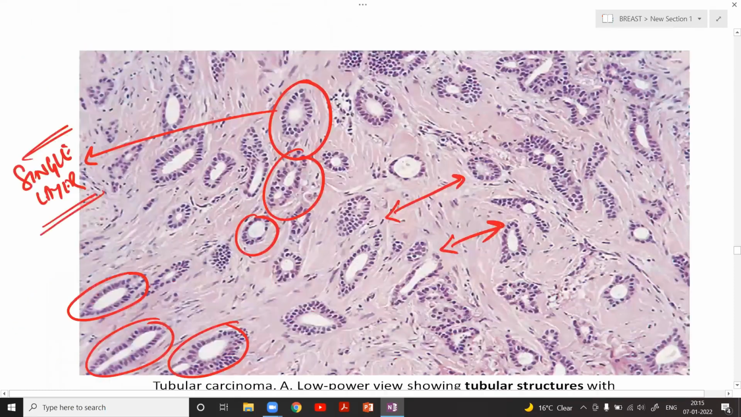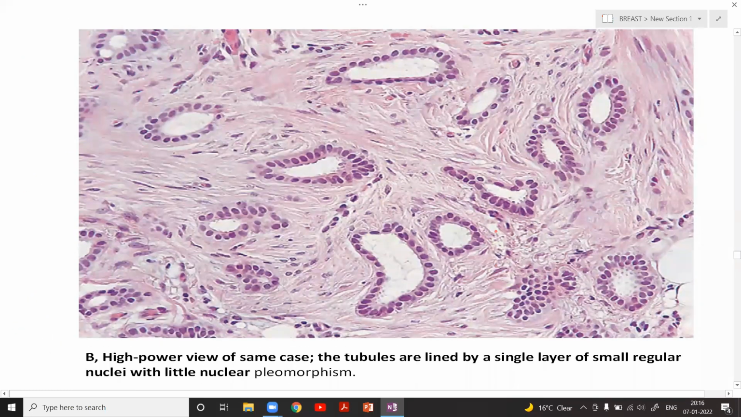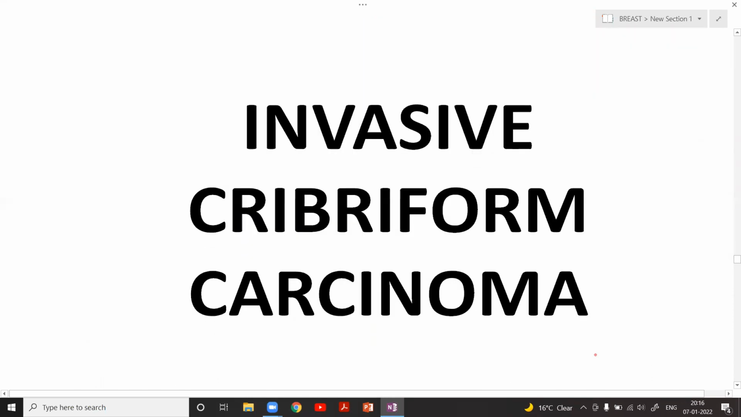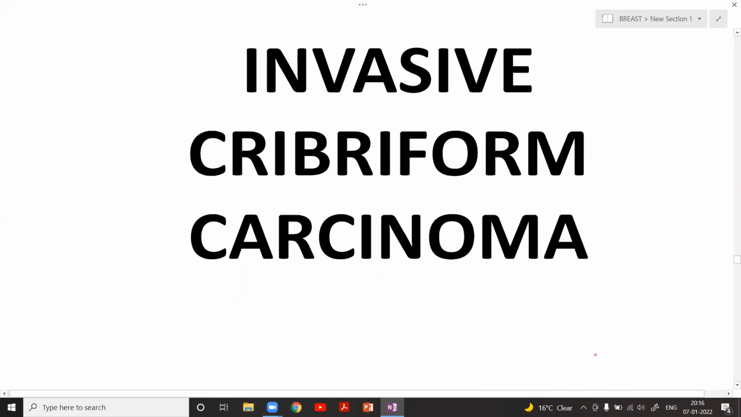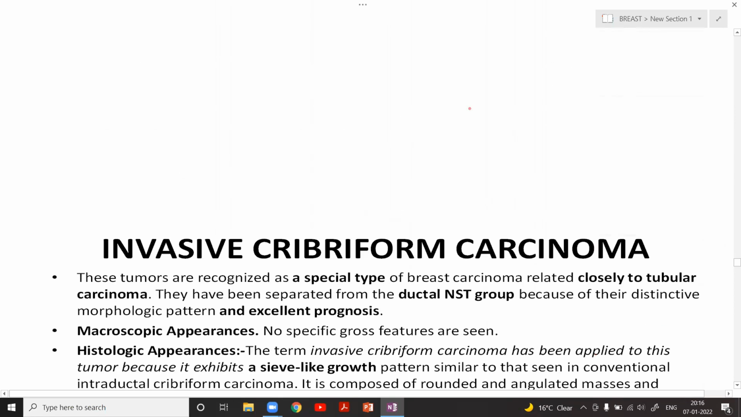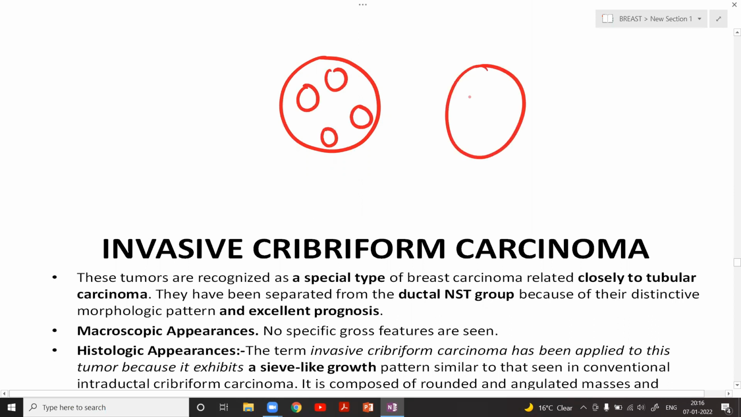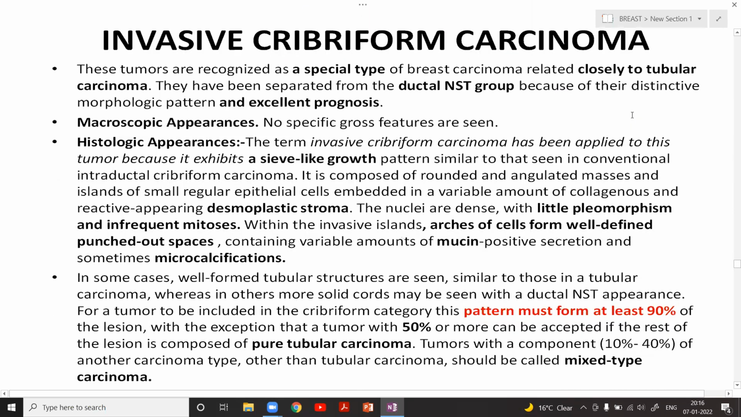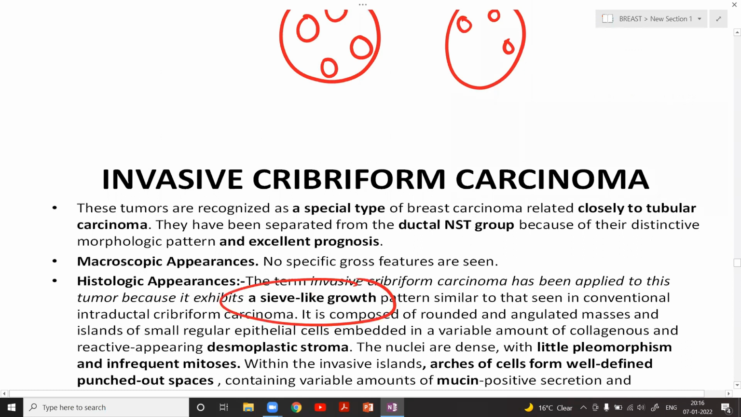Now this is again your high power view of the tubules, which are lined by a single layer of cells, with absence of the myoepithelial layer. And these are very bland looking, nice cells. Now, invasive cribriform carcinoma, another special type. The term cribriform means there will be punched out spaces like this. That is the meaning of cribriform. It is also called a sieve-like pattern of growth.